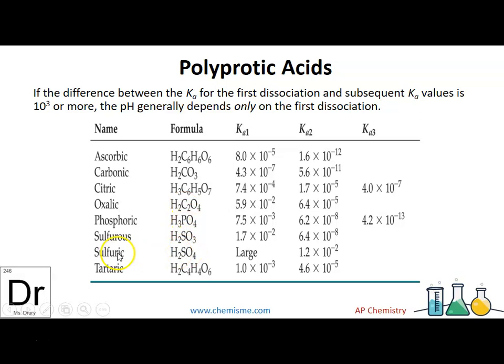I want to point out the sulfuric acid. The H₂SO4 is one of our strong acids, and that's why the Ka1 is written as large. It's probably 1. It's going to come off all the time. And then the second hydrogen comes off less, as weak. So the second hydrogen always clings on a little bit stronger than the first, right? You can see every time the Ka decreases across.